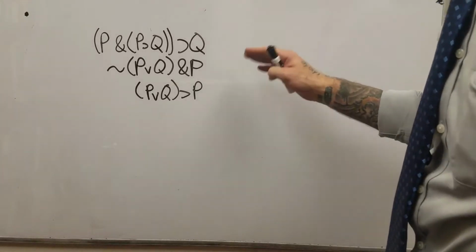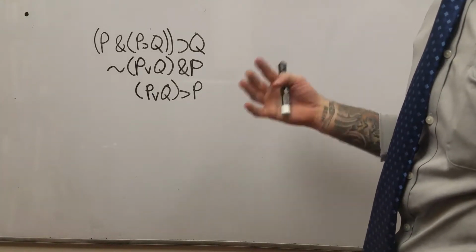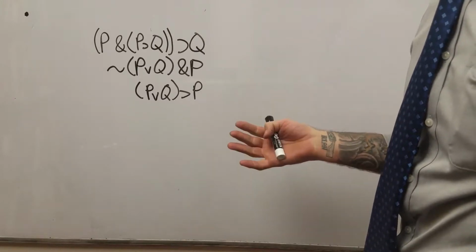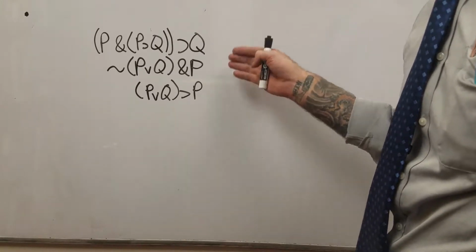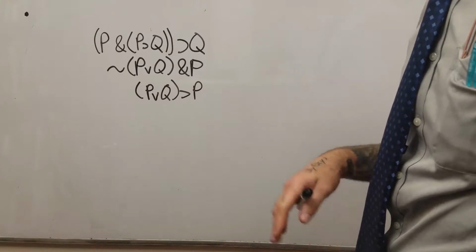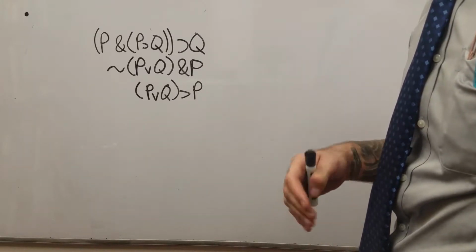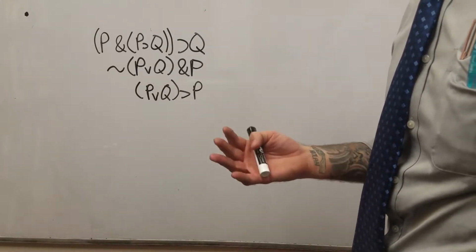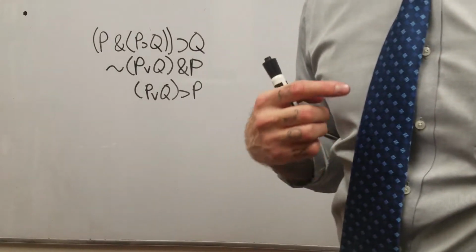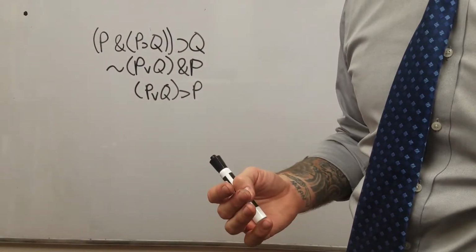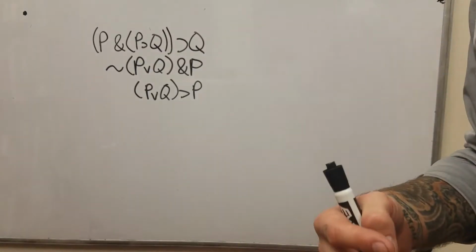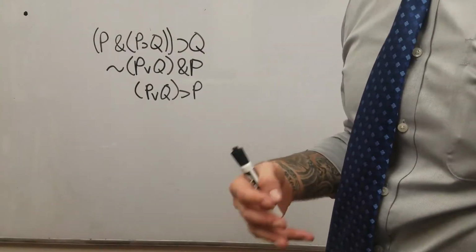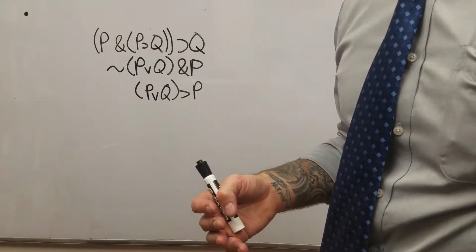Alright, in this video we're going to talk a little bit about using truth tables in order to check for certain special logical properties that sentences might have. A sentence of sentential logic might be what we call truth functionally true, meaning that it's true on every line of the truth table, or it might be what we call truth functionally false, meaning it's false in every line of the truth table.